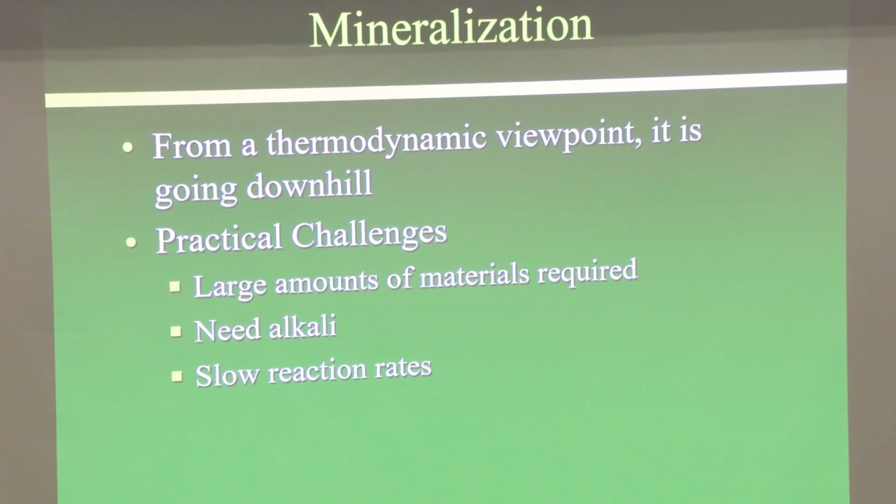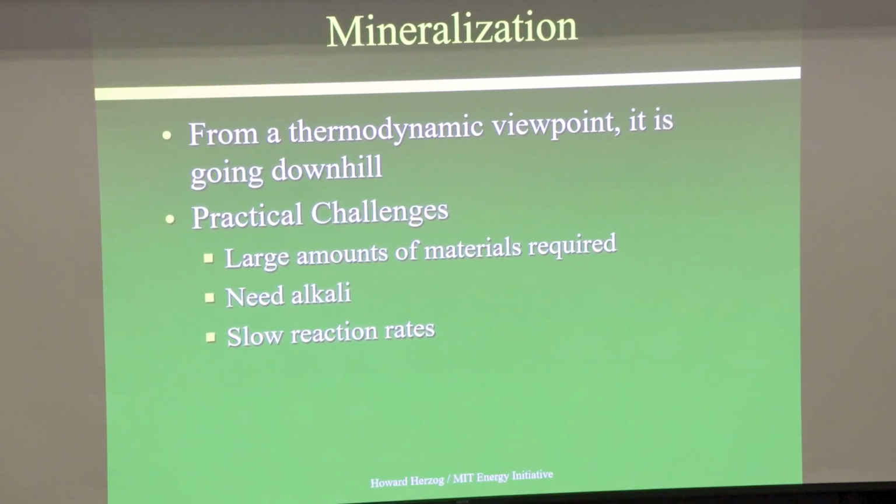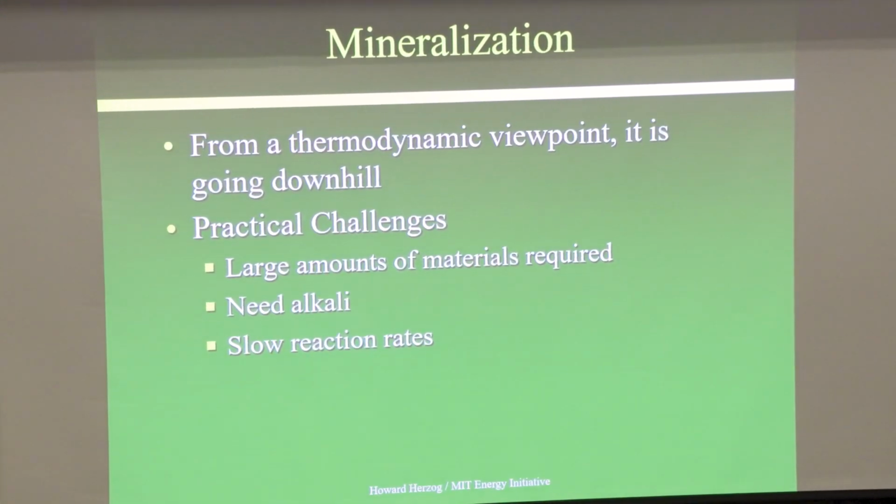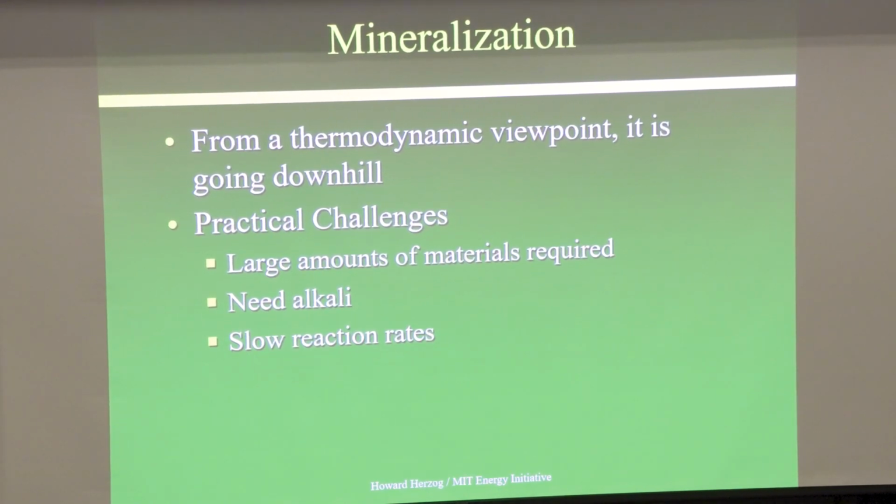Mineralization, as I said, goes downhill, and theoretically it looks good, but it's been very hard to replicate this in reality. You need large amounts of material. As I said, you need alkali. So a lot of times they'll use silicate rocks, like olivine or serpentine, which are magnesium silicate rocks, and the reaction rate is slow.